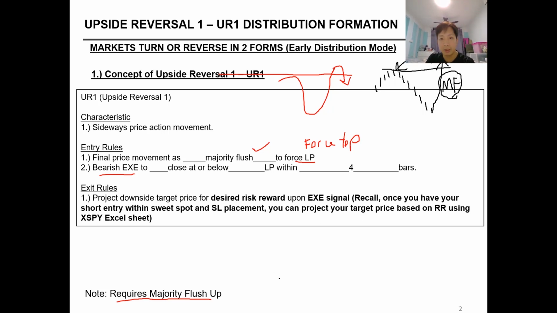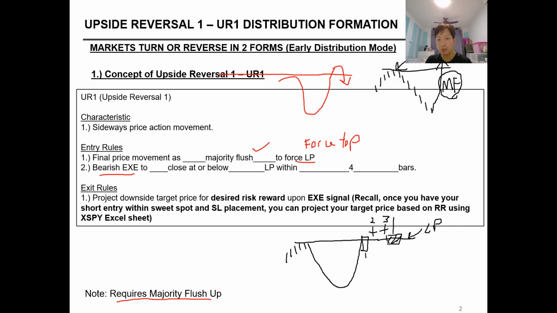Let's say there is a potential UR1 structure, and the first bar that goes above the LP, we call this the number 1 bar. Let's say the second bar is a doji, and the third bar is also a doji. By the fourth bar, we want to see one of the bearish EXEs that closes at or below this LP line. It could be a bearish markdown bar or a bearish ice cream bar that closes at or below the LP, and this will confirm our UR1 structure.